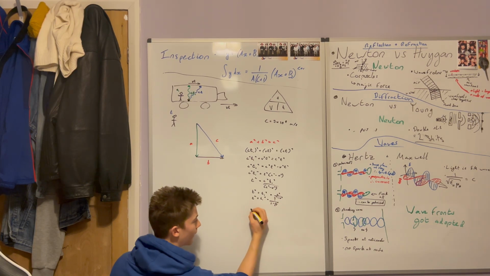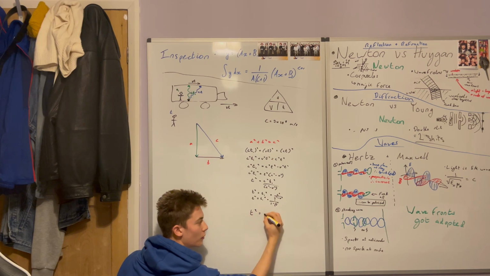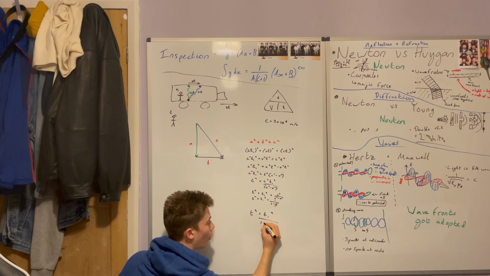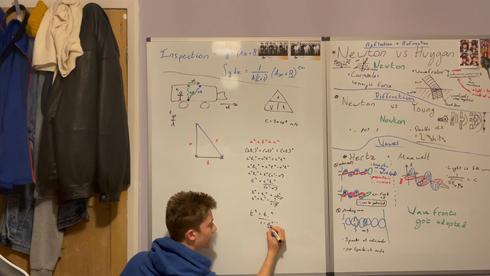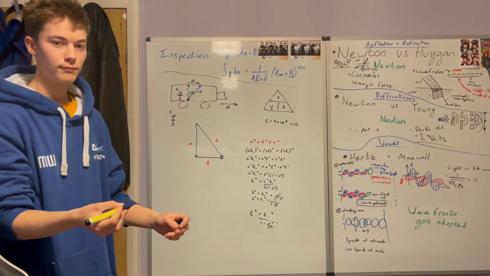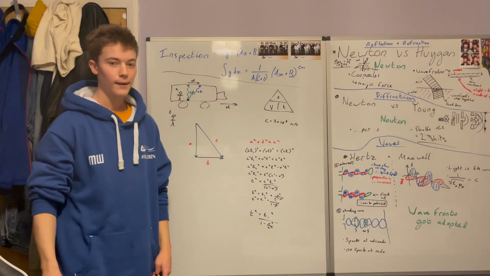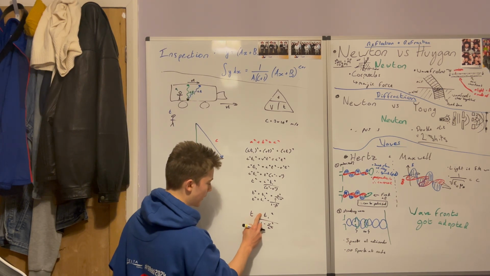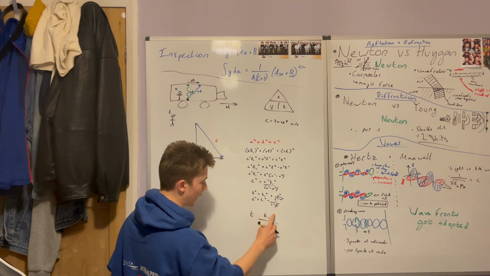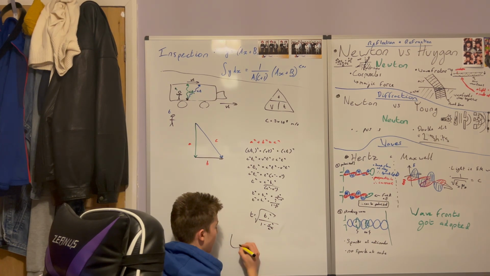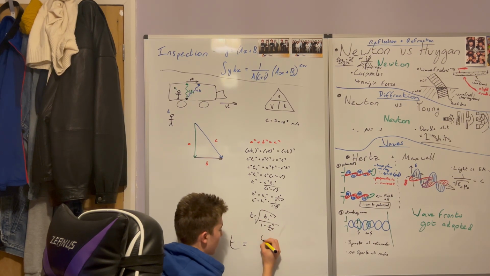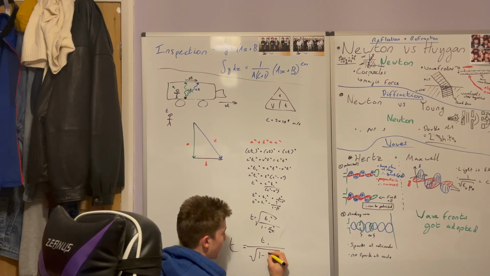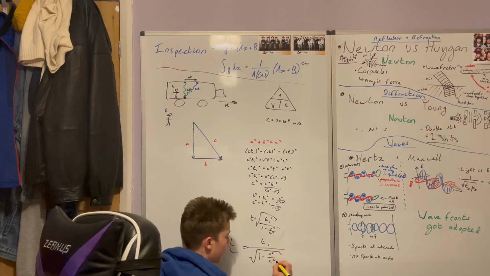And this can all be then written as T squared equals T1 squared over 1 minus V squared over C squared. You can make that look a bit nicer by actually taking out a root, so we can get rid of these squares. It is literally then just T equals T1 over the root of 1 minus V squared over C squared. Okay.